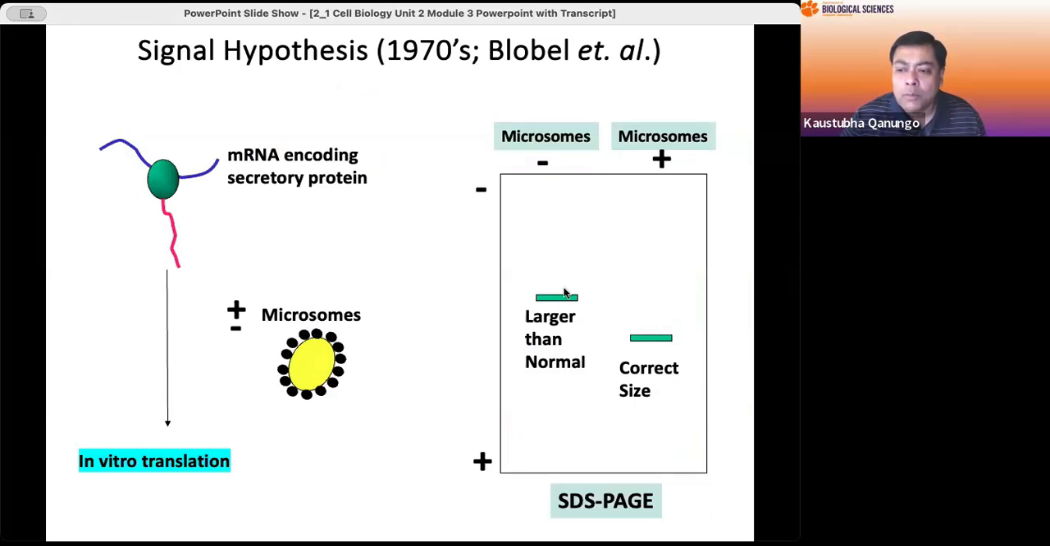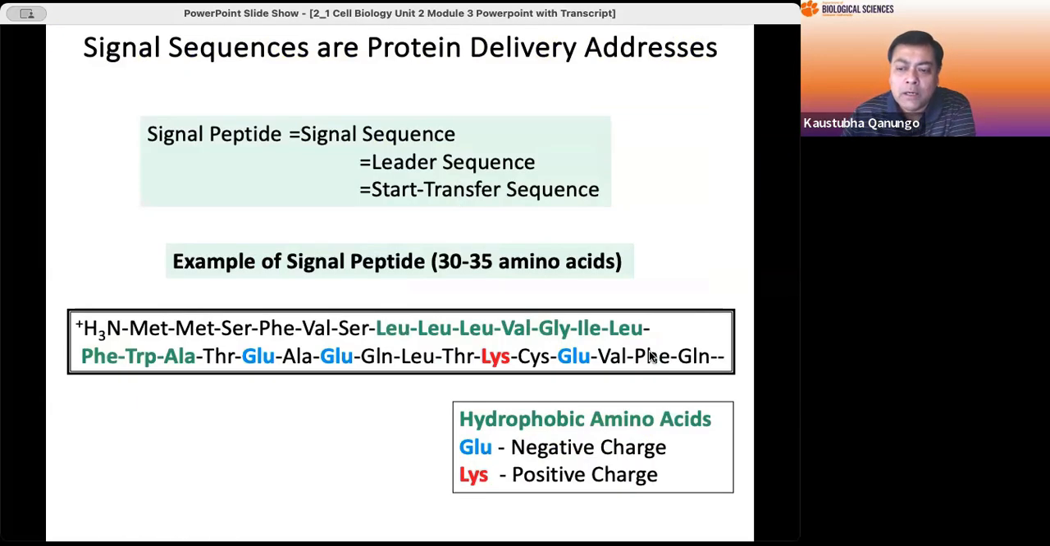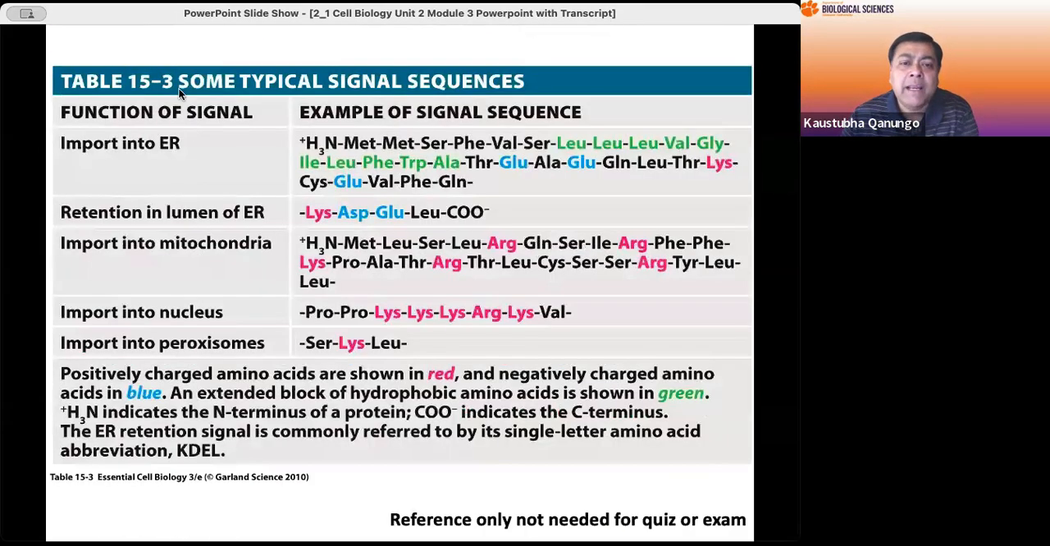That is larger than normal; this is the protein with the signal peptide. This is the correct size of the protein without the signal peptide, because that signal is usually cleaved. And here, we did not talk about that. See that this is your ER import signal, from the previous page. And here it is a retention signal.